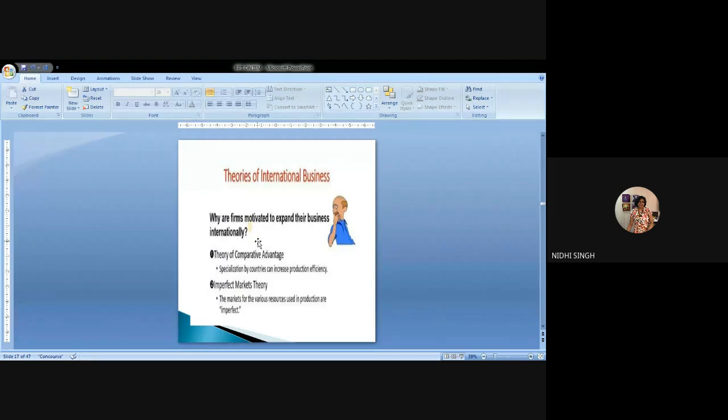Imperfect market theory क्या कहती है? Imperfect market theory कहती है कि every market is imperfect. Every market is perfect or imperfect? What do you say?